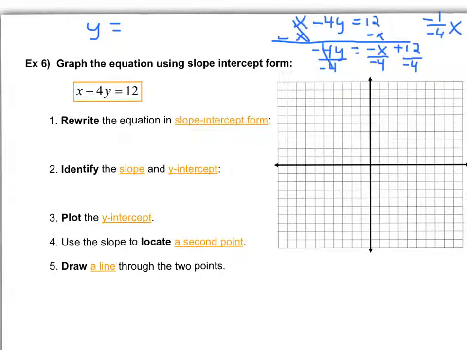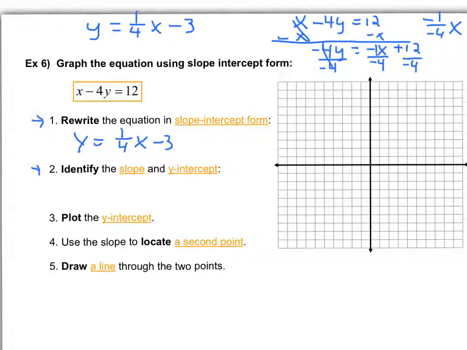So anytime there's not a number there, that means there's a 1. So a negative 1 divided by a negative 4 is positive 1/4, and I usually put the x out to the side. And then a 12 divided by negative 4 is negative 3. So now my equation is y equals 1/4 x minus 3. Now, that was step 1.